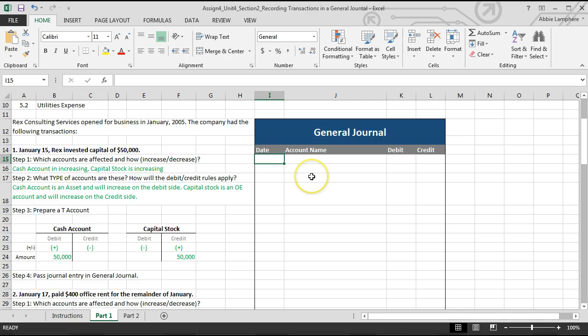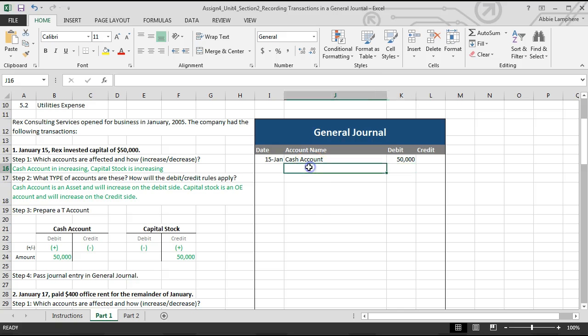So on this day, January 15th, remember we always want to list the account that's debited first. Always list your debit first when you're entering your journal entry. So we have our cash account being debited. I go to my debit column and I put in $50,000. Not 500, only 50.